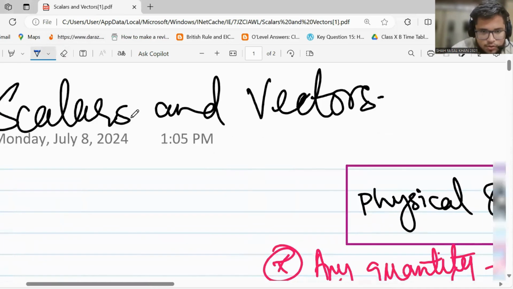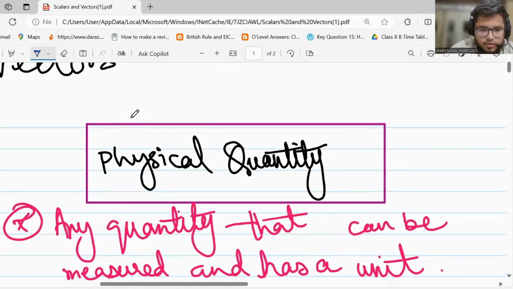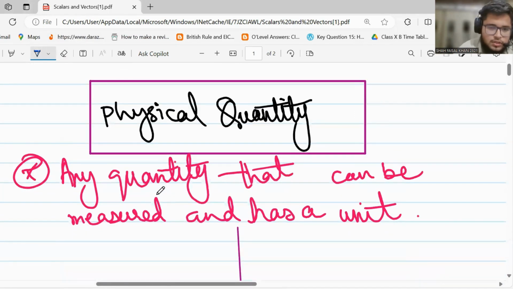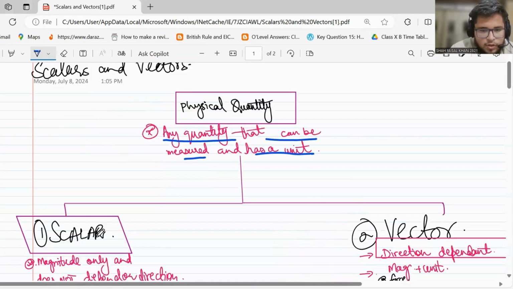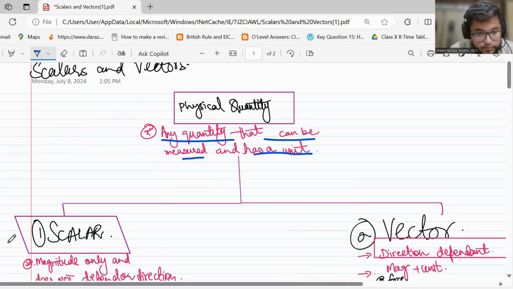Okay. So first of all, what is a physical quantity? A physical quantity is any quantity that can be measured and has a unit. This is the basic definition of physical quantity. Okay. So now let's start with scalar.